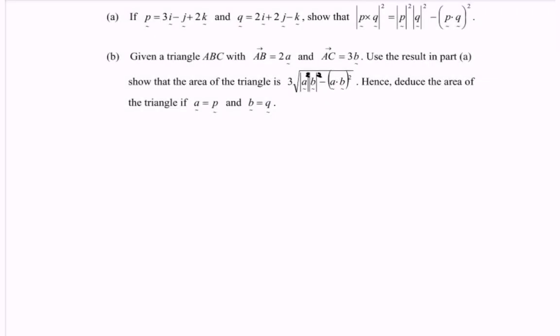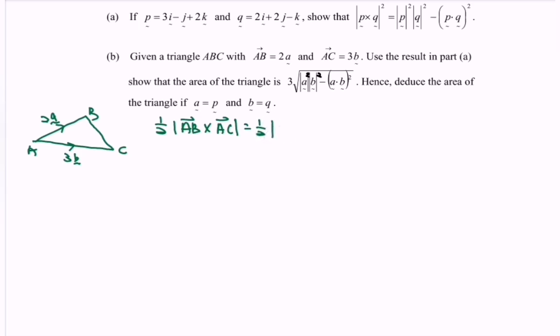Kindly refer to B. Given a triangle ABC, so we have A, B and C. We have the vector AB as 2a. We have the vector AC as 3b. Use the result in part A to show that the area of the triangle is 1 over 2 modulus of vector AB cross vector AC. So meaning 1 over 2 modulus of 2a cross 3b. So factor out the 6, where we have the magnitude of vector a cross vector b. So we have 3 times the magnitude of vector a cross vector b.